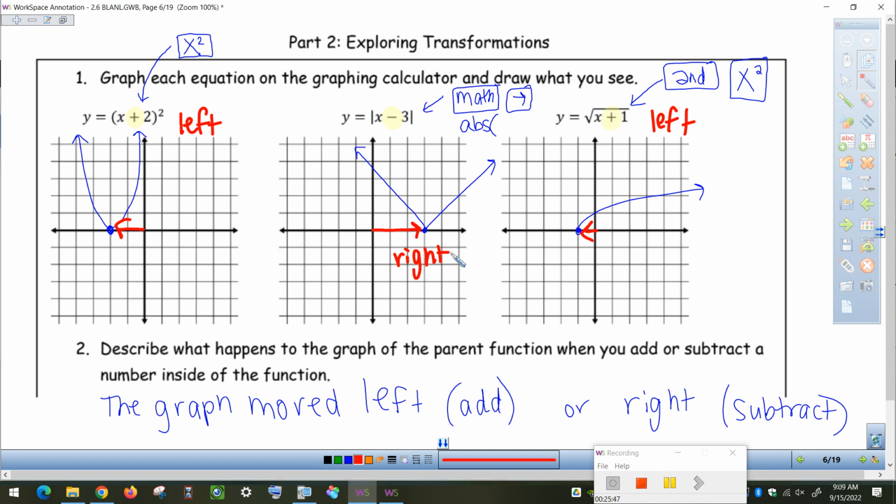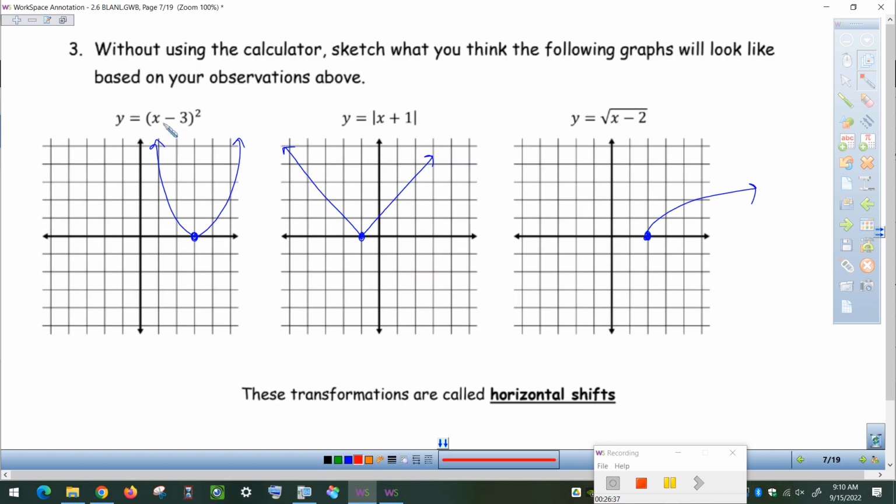All right, so looking at our predictions here at the bottom, subtracting 3 is going to move it to the right 3. Adding 1 on the inside is going to go left 1. Subtracting 2 on the inside is going to go right 2. And again, these types of transformations are called horizontal shifts. All right, if you're ready, let's go ahead and turn our paper over to part 3.